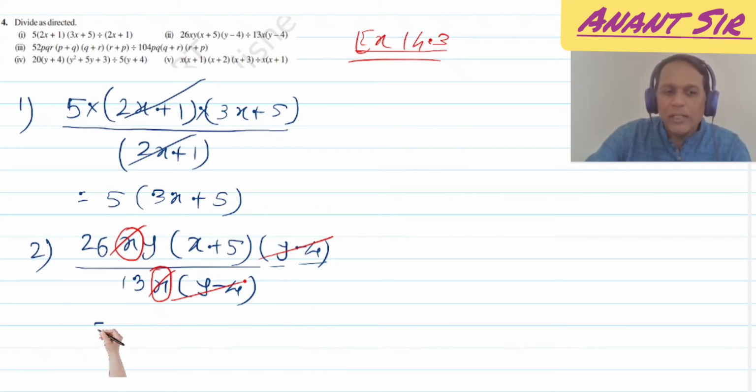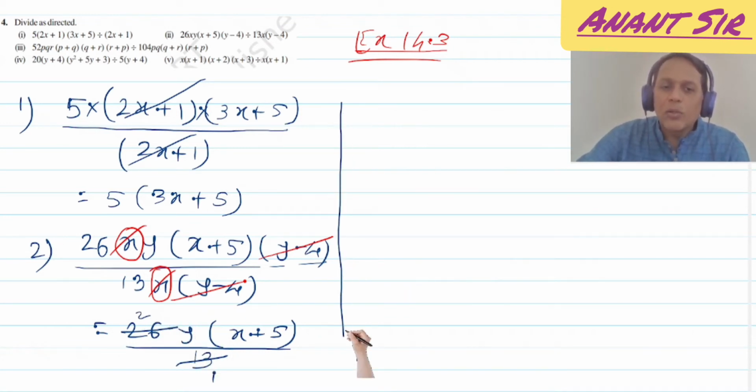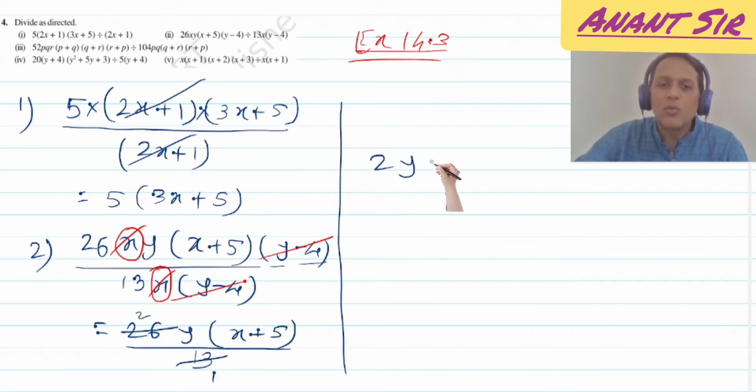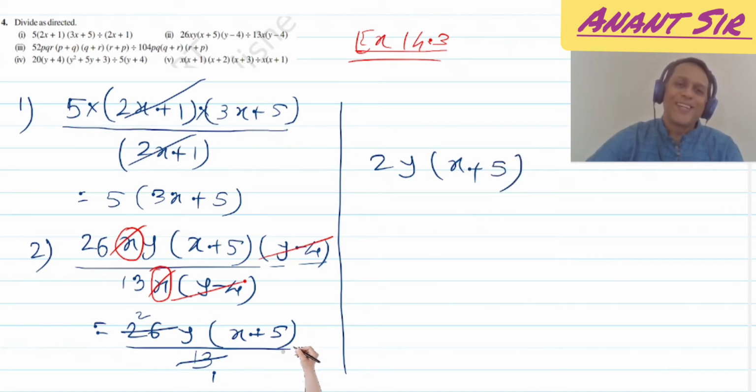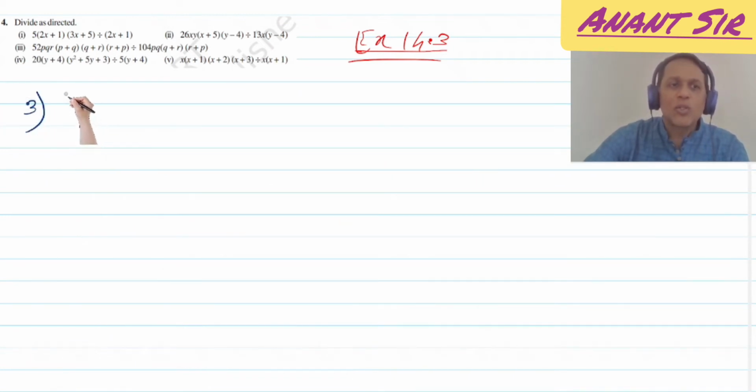There is only one thing to solve now actually. 26 into y into (x plus 5) divided by 13. So 13 and 26 we can solve. 13 times 1 is 13, 13 twos are 26. So this is our final answer, friends, 2y multiplied by (x plus 5). So this is our final answer for the second question. Now we are going to solve question number 3.